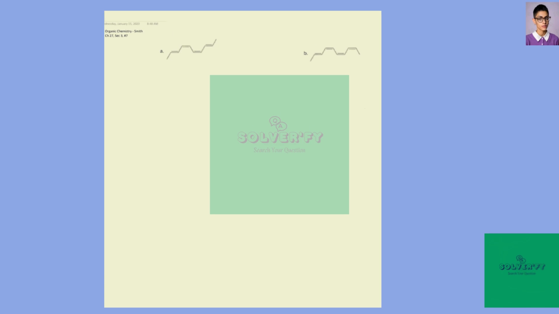Today we're dealing with electrocyclic reactions, and we are answering problem number 7 from the Organic Chemistry book by Smith, chapter 27, section 3. So the question stem asked us to figure out the cyclic structure that would result when each of these structures, A and B, undergo a thermal electrocyclic reaction. So let's go ahead and jump right in, starting with molecule A.